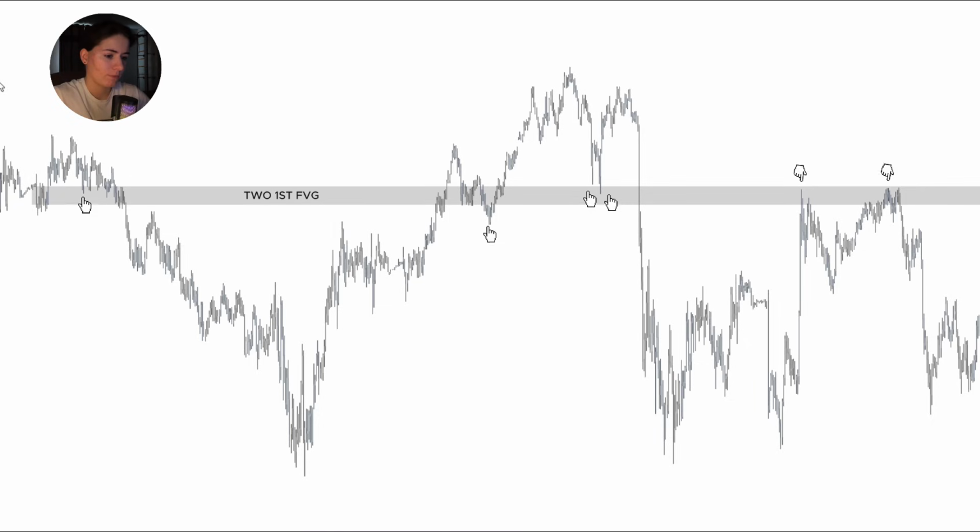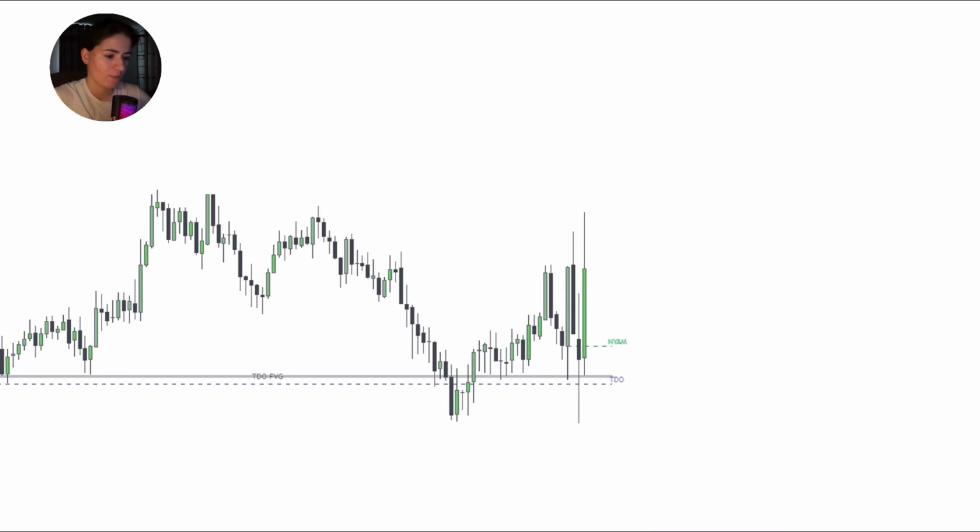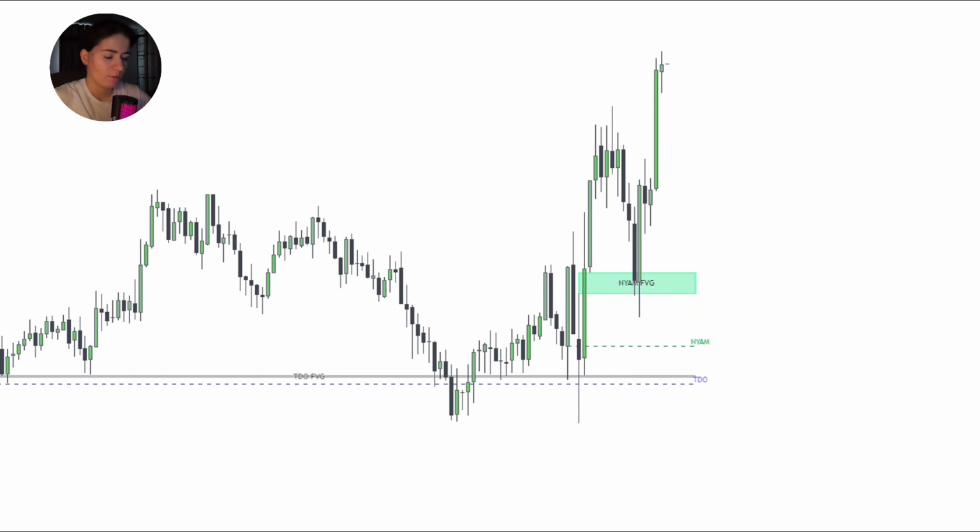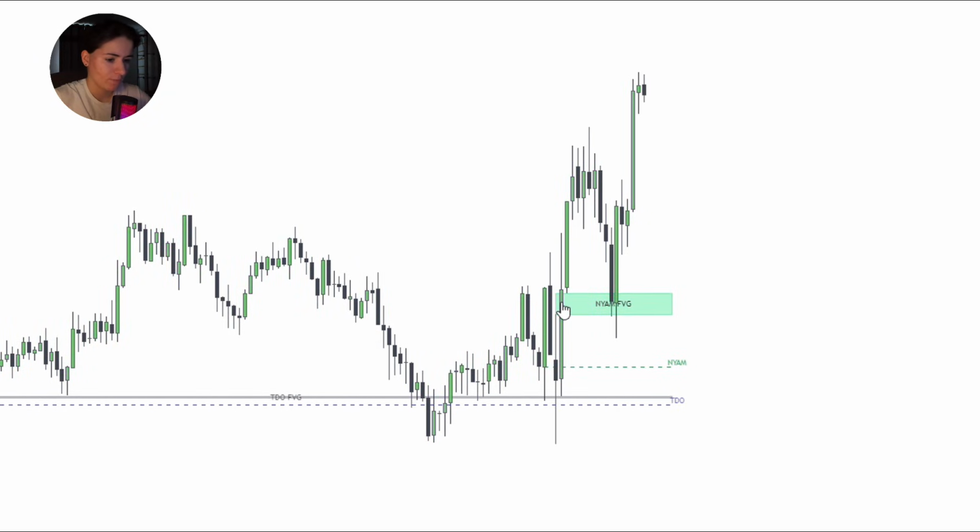Overall, the first fair value gap after the true weekly open, true daily open, or true session open can serve as a strong support and resistance zone. This fair value gap behaves similarly to BISI and SIBI, but here we focus specifically on the first gap that forms after the true open. So if you want to know more detail, you can watch my video on YouTube.